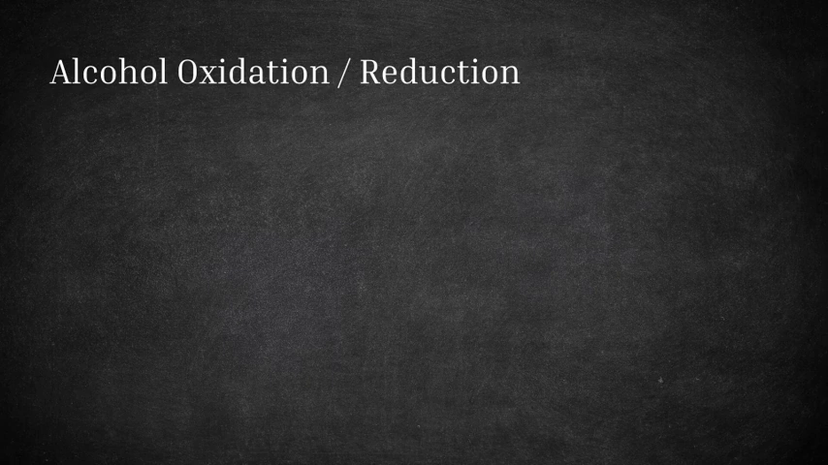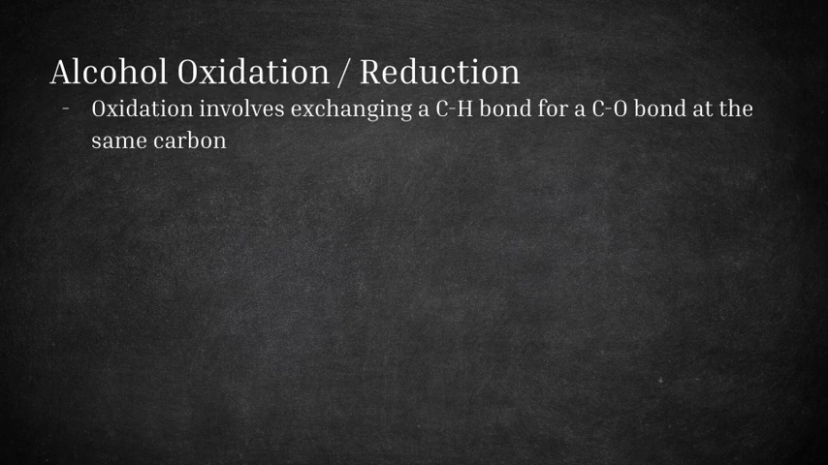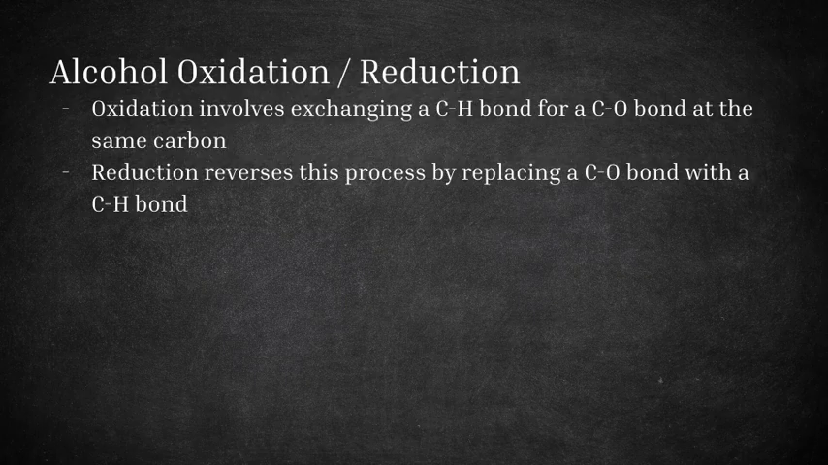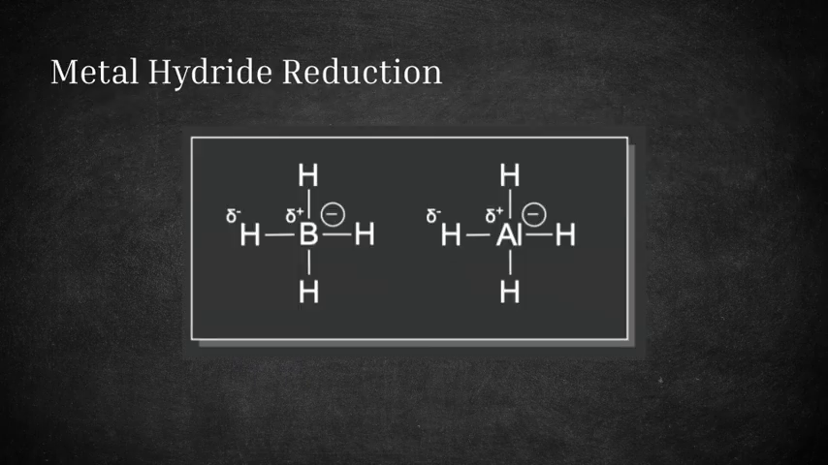We've learned that oxidation involves breaking a carbon-hydrogen bond and forming a bond to oxygen at the same carbon. In contrast, reduction reverses this process by replacing a carbon-oxygen bond with a carbon-hydrogen bond. This is typically achieved through metal hydride reductions, which can be performed using two main types of reactions. In these metal hydride reactions, atoms with lower electronegativity than hydrogen, such as boron or aluminum, are commonly used.